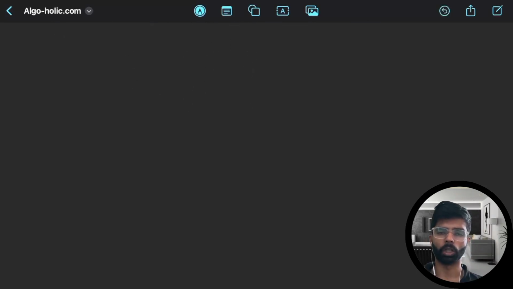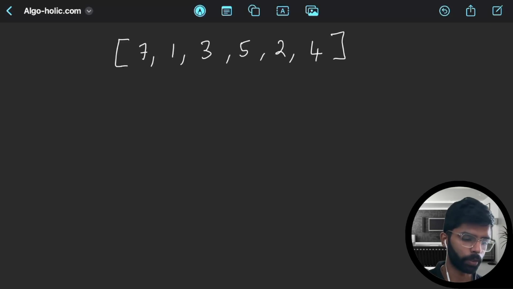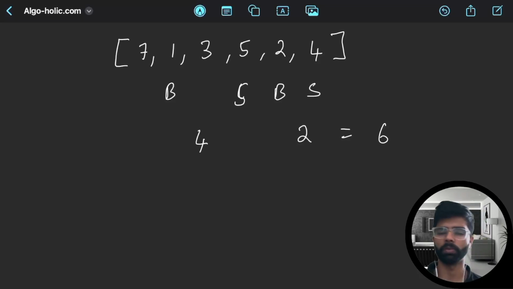So what is the most optimal solution and how to arrive at it? The key here is to visualize the problem in a much simpler manner. So let's take another array 7, 1, 3, 5, 2, and 4. So what is the profit here? We can buy it at 1, we can sell at 5, we can buy at 2, we can sell at 4. So the profit made here is 4 in this transaction and 2 in this transaction. So the final profit is 6.